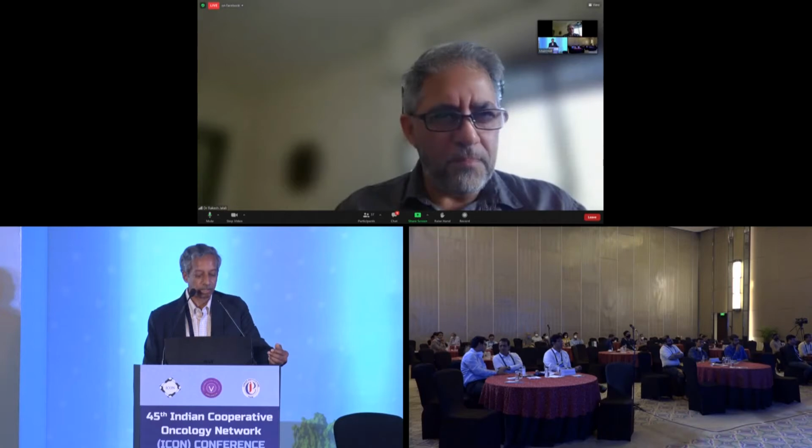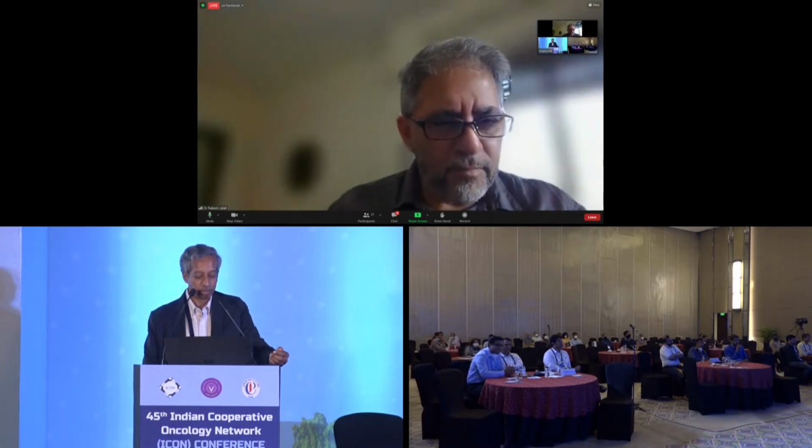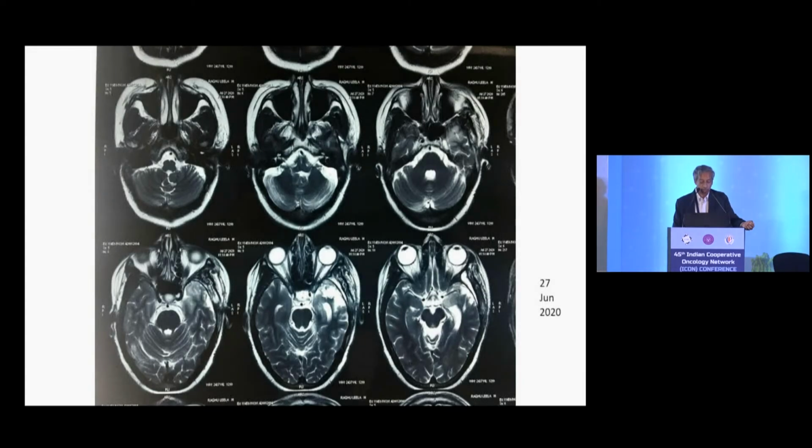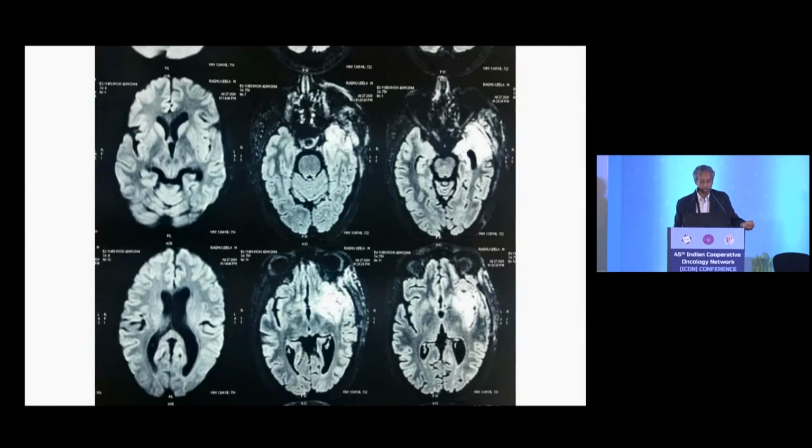Yeah, thank you, Rakesh. So back to our patient. This lady, as shown in this slide, got radiation with temozolomide 100 milligrams, and these are the dates, and was followed up with adjuvant temozolomide 250 initially, and then 300 5 days a month. So as a follow-up, she had a scan on 27 June, and these are the pictures.